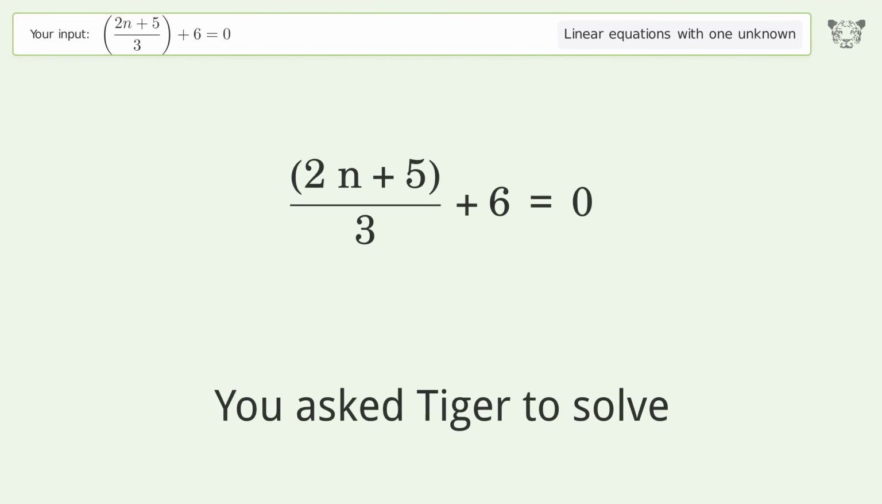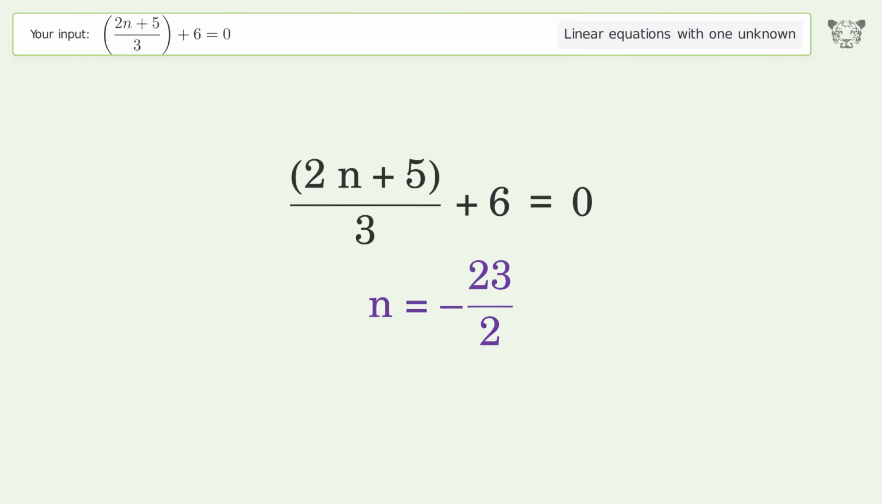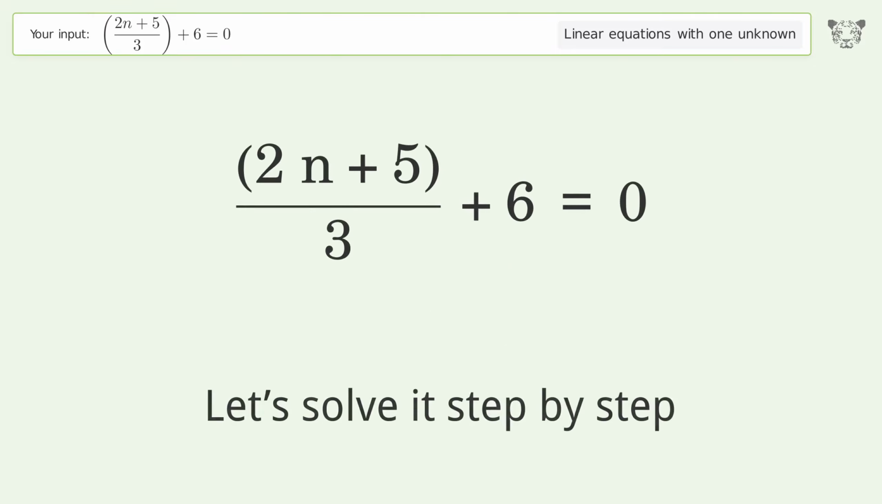You ask Tiger to solve. This deals with linear equations with one unknown. The final result is n equals -23/2. Let's solve it step by step.